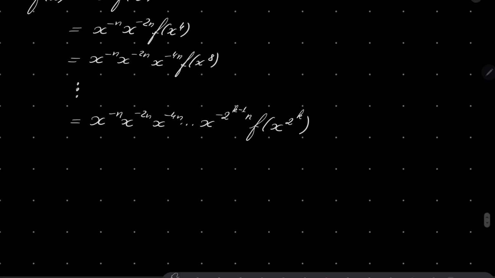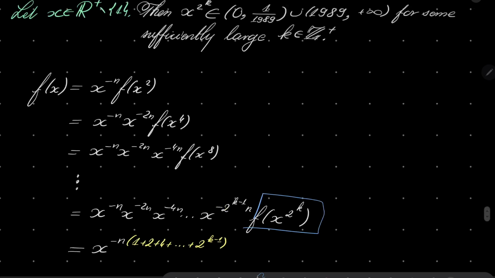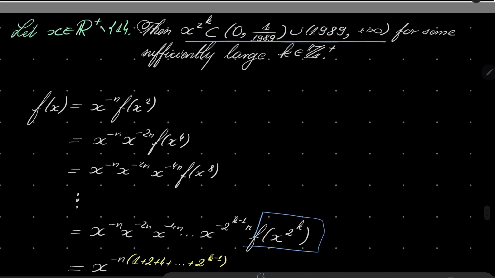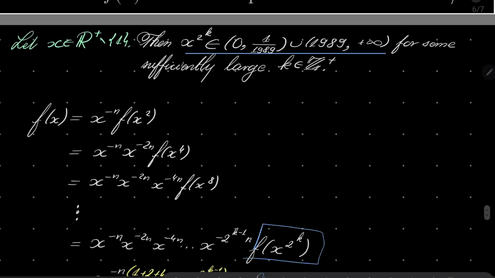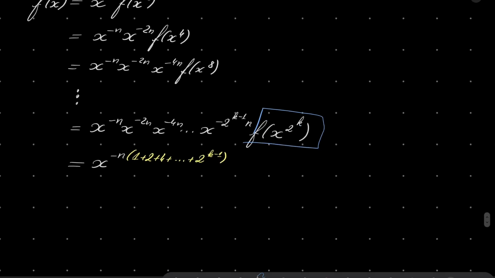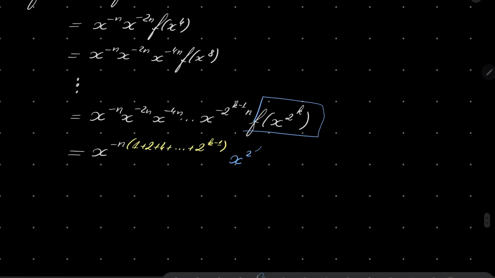Alright. Now, let's notice a few things. First, I can write x to the power minus n, and in the parentheses I will have 1 plus 2 plus 4, powers of 2 up to 2 to the power k minus 1. And this part right here, f of x to the power 2 to the power of k, well, I know that this number is in my union of intervals, so by condition number 2, it's the argument to the power of n. So I can take my argument and raise it to the power of n.